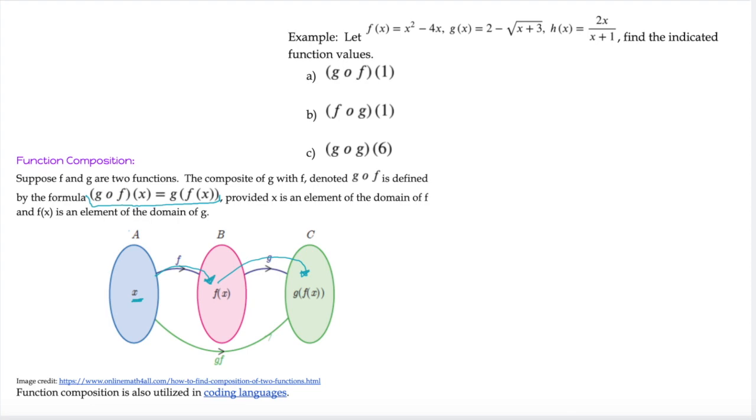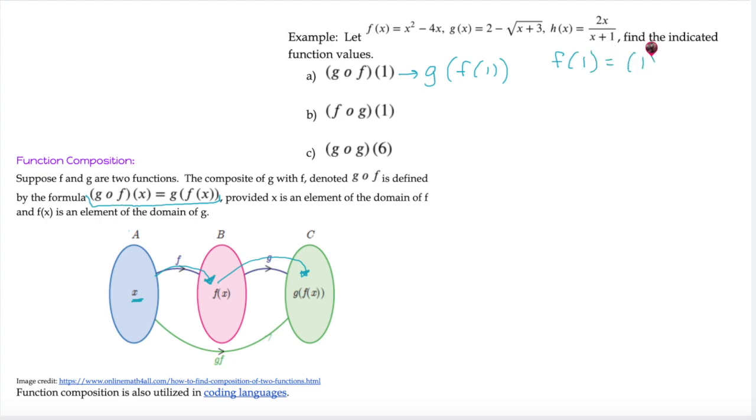So let's say we have these three functions: function f, function g, and function h. Let's find the indicated function values. I want to know what is g of f of 1. This is the same thing as saying I want to know what is g of f of 1. So I first need to identify what is f of 1. Whatever that result is, we'll put it into the g function. So first, what is f of 1?